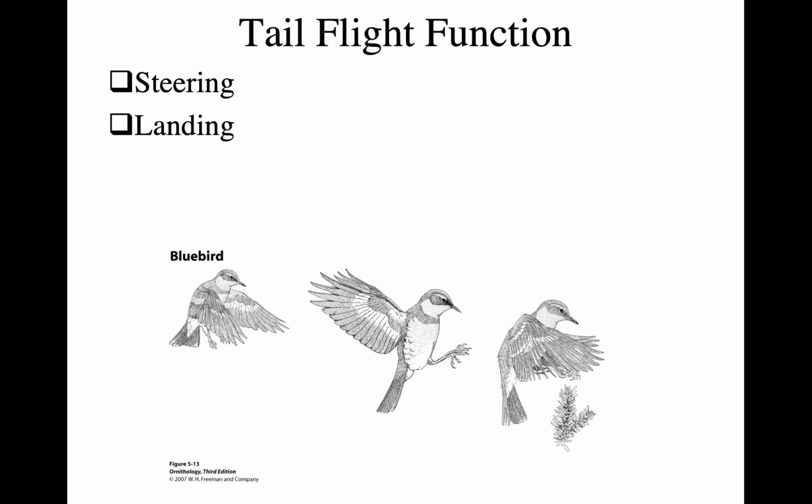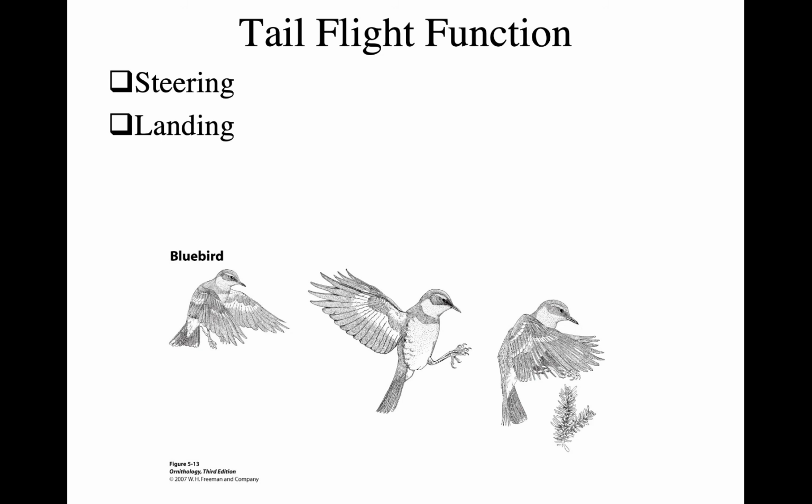And then it also does the exact opposite of generating lift. It actually does help them stall out and land. So here you see that with a bluebird. You see that they're changing the angle of their wings so that they're creating a lot of turbulence and stalling on purpose to land. But then they spread their tails to increase resistance as well to help them land.